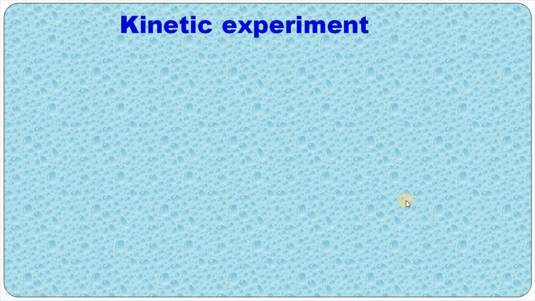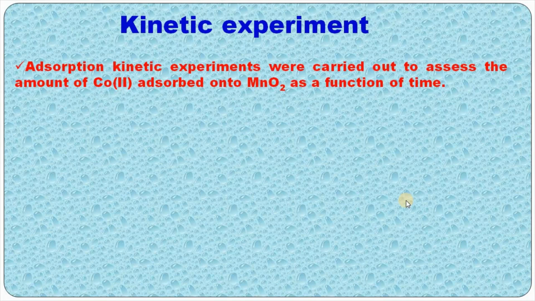Then comes the adsorption procedure. Adsorption kinetic experiments are carried out to assess the amount of cobalt adsorbed onto manganese oxide as a function of time. So in this experiment I will show you cobalt adsorption onto manganese dioxide. Similarly, you can study adsorption of metal ions, non-metal ions or organic dyes onto various surfaces following these procedures.